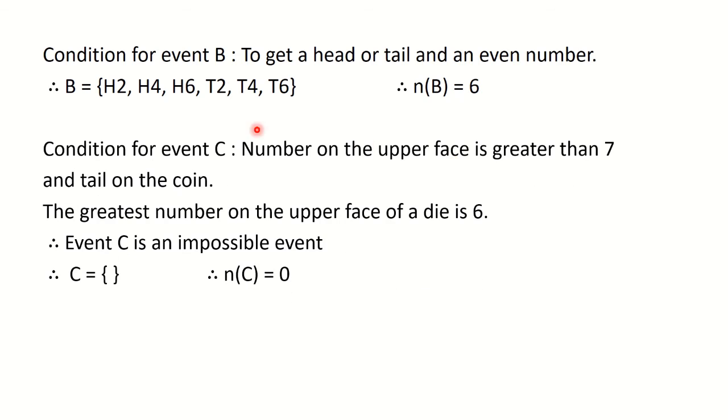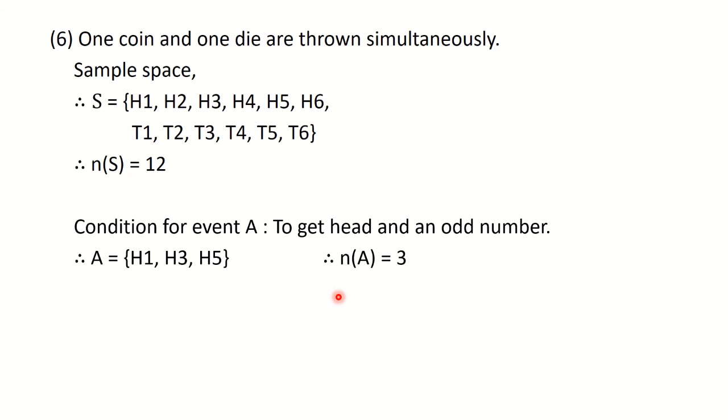Third one, event C, number on the upper face is greater than 7 and tail on the coin. So if you observe the sample space, the highest number present there on the upper face of the die is 6. 7 is not possible. That means this is an impossible event. Okay, so C is an empty set. It is a null set and therefore number of sample points are 0. Okay, so in this way you are going to complete it. Please copy it down. This is sample space and first event.